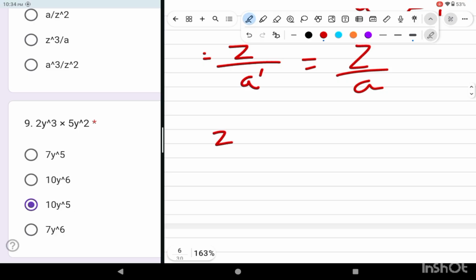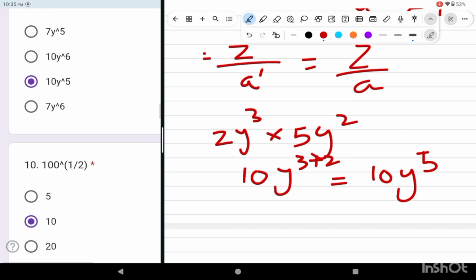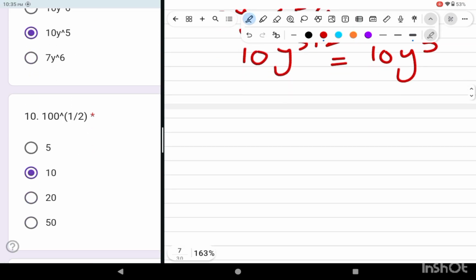To question 9. 2y raised to power 3 times 5y raised to power 2. Multiply the numbers. 2 times 5 equals 10. With the multiplication law of indices, we can add the powers. That is y raised to power 3 plus 2. Our final answer is 10y raised to power 5.